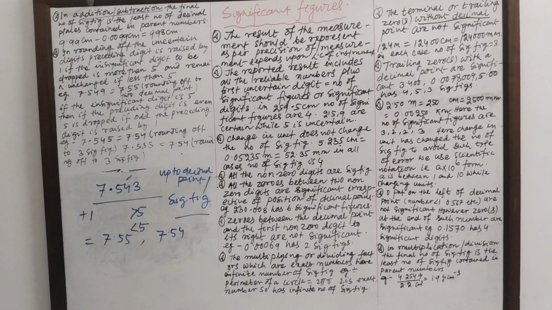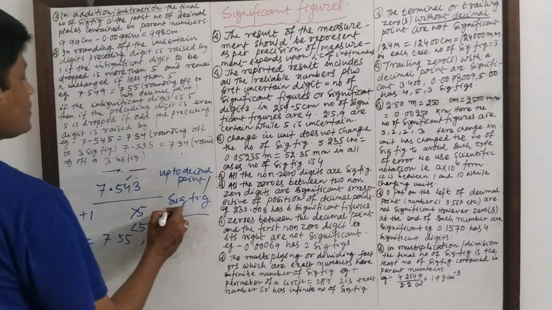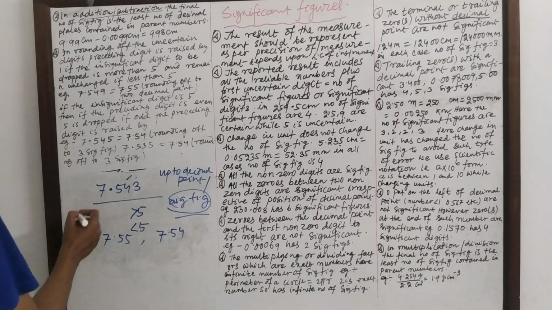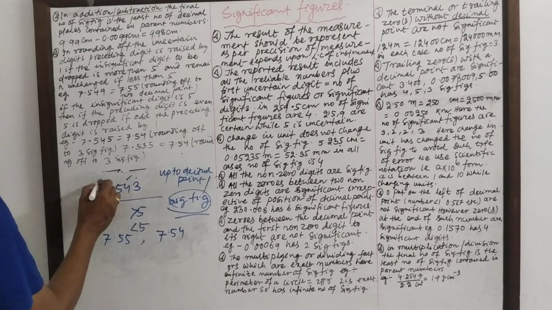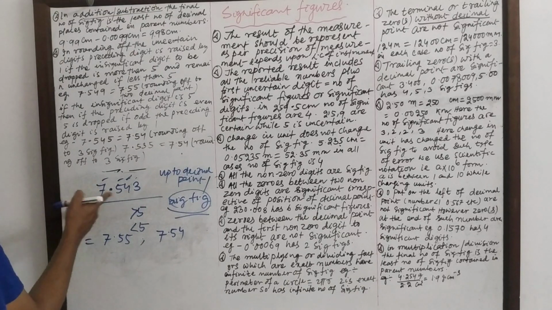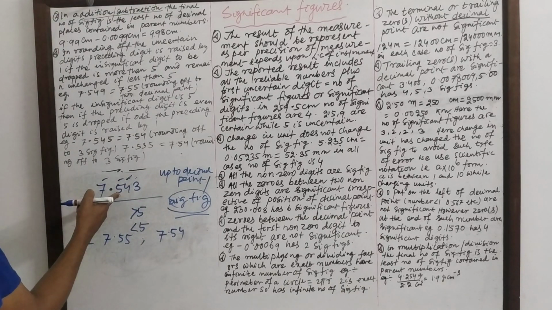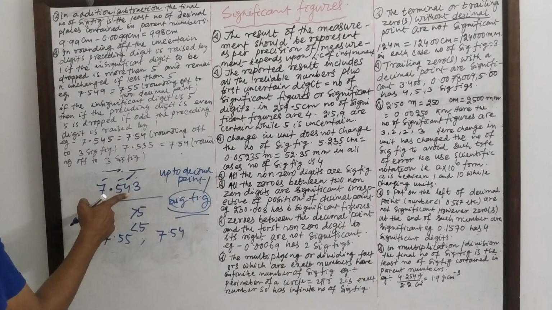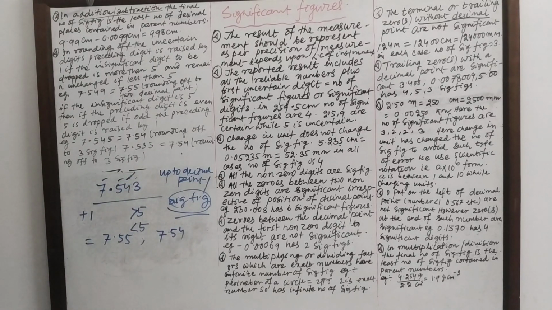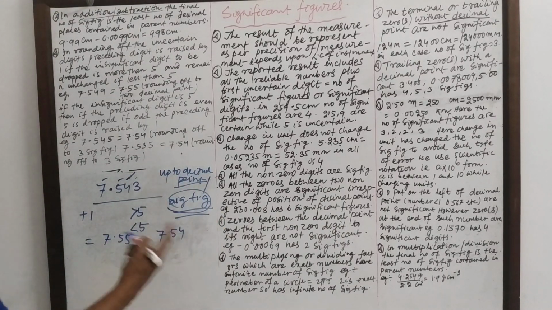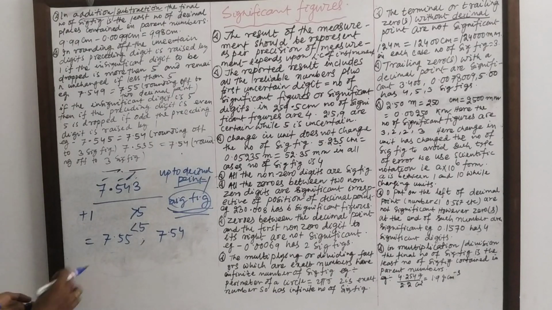And if we are asked for 3 significant figures, the 3 significant figures are 754. Up to 2 significant figures, we have to count 7 and 5, and the uncertain digit is 4. So it is asked in 2 ways: up to decimal point, or up to significant figures. How many significant figures?